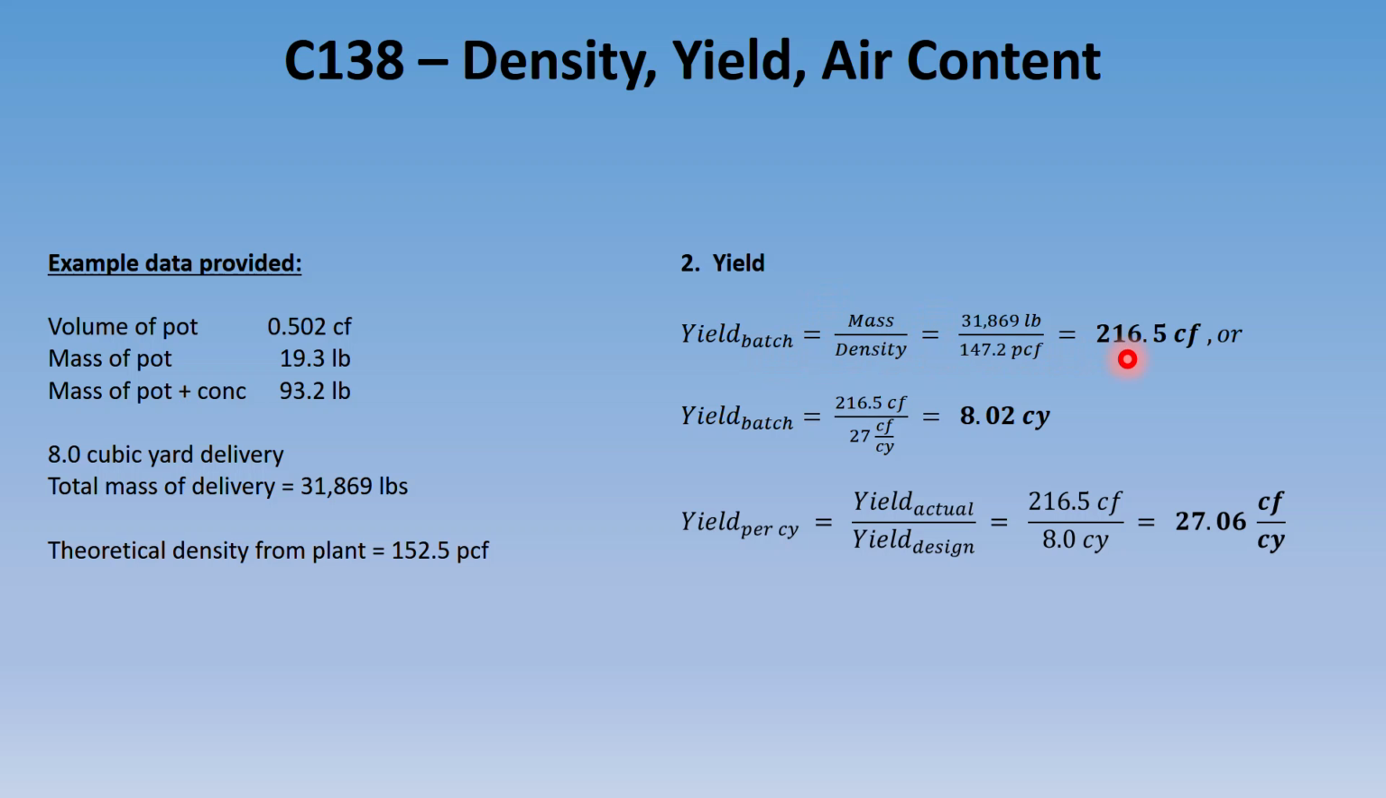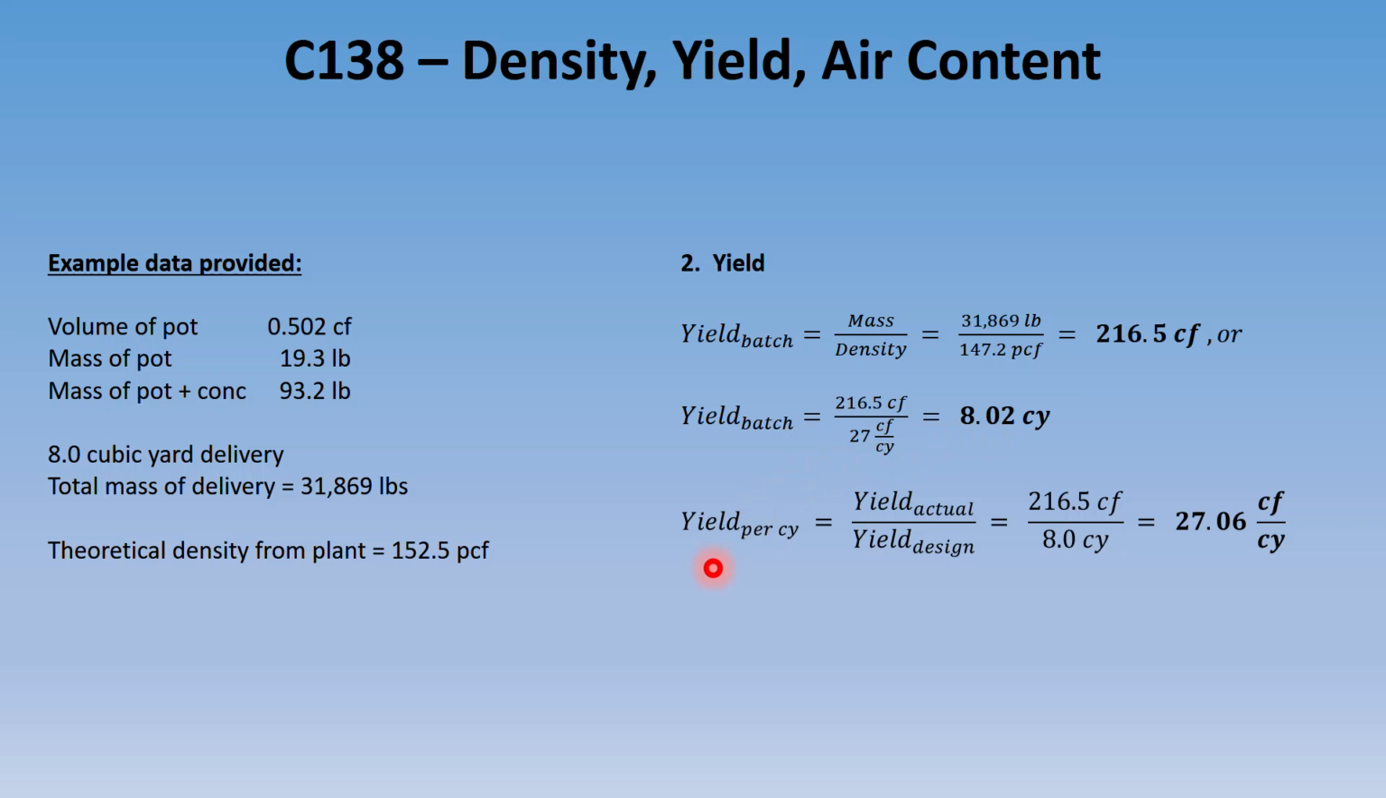Obviously we've been doing this now in our earthwork calculations and also some other calculations in this class. When you want to convert cubic feet into cubic yards, you do your dimensional analysis, and we know that there are 27 cubic feet for every 1 cubic yard. So 216.5 divided by 27 gives us 8.02 cubic yards of concrete being delivered based on the density.